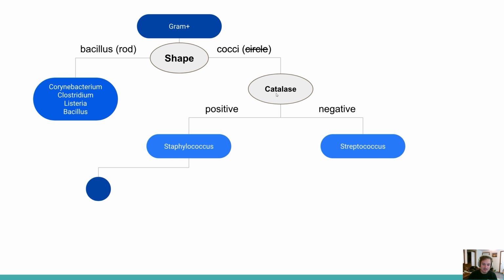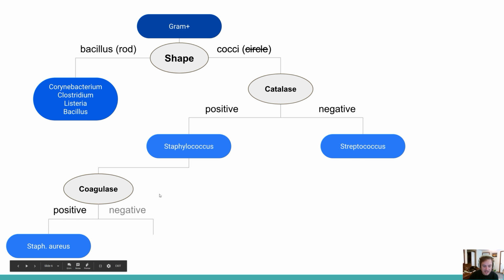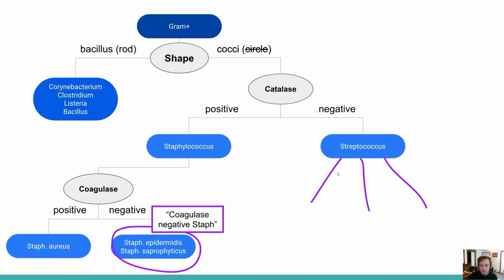So for the staphylococcus, first we do catalase, and we saw it was positive. So catalase positive, or staphylococcus, and determine what kind of staphylococcus we have. We're going to do a test called coagulase. So coagulase then, positive is going to be Staph aureus, negative is going to be the coagulase negative staph. The Streptococcus are going to be a bit more involved, and we're going to look at those now.